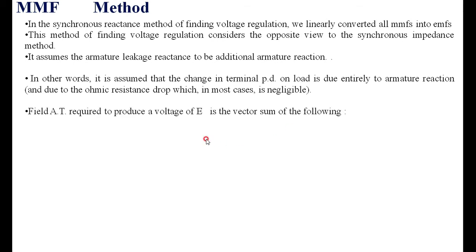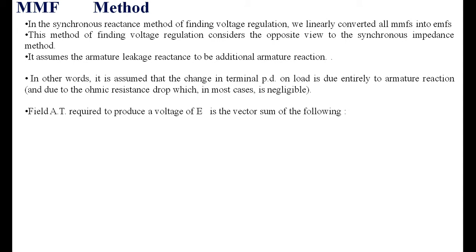Then, the field current required to produce the voltage E. Our object is to find the value of the generated voltage E, so that we can find the regulation, that is E minus V divided by V. To find E, the one thing required is the field current required to generate V plus IRA cos phi, or precisely, the vector sum of V plus IRA.